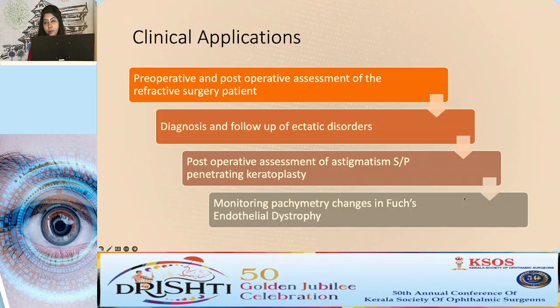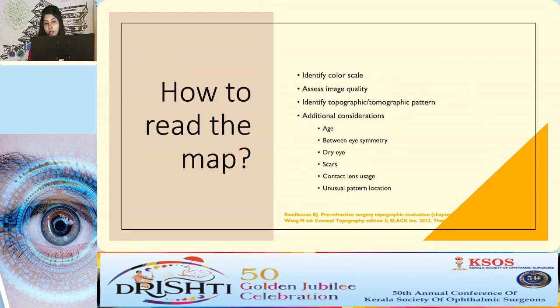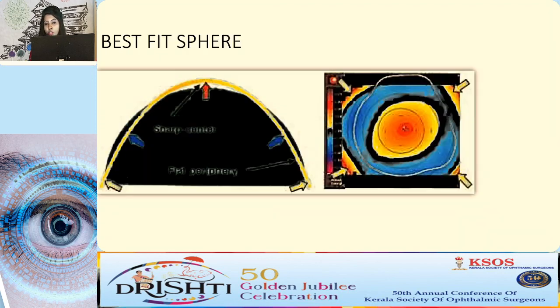So what are the clinical applications? This is mainly used in refractive surgery patients and in following up of ectatic disorders, keratoplasty, in contact lens fitting, and for ICL planning. Before reading the map, you have to identify the color scale. Sometimes it will be an absolute scale, with set gradations, but sometimes it will be a normalized scale. So you have to look at the scale in the left corner. Then you have to assess the image quality, whether it is okay or not. Also, you have to consider a few additional considerations like the age, between-eye symmetry, etc.